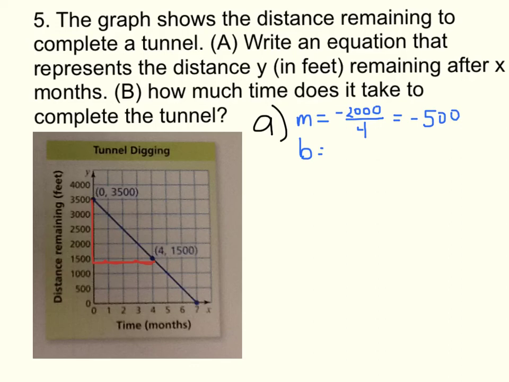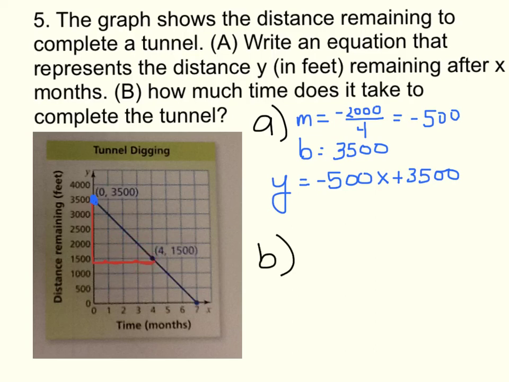And then where does it cross the y-axis? It crosses right here, which is at 3,500. So my b is 3,500. My equation would be y equals my slope, which is -500x, plus 3,500. So what does that mean? It means that distance remaining starts at 3,500, and then every single month it drops by another 500. So that would be A.